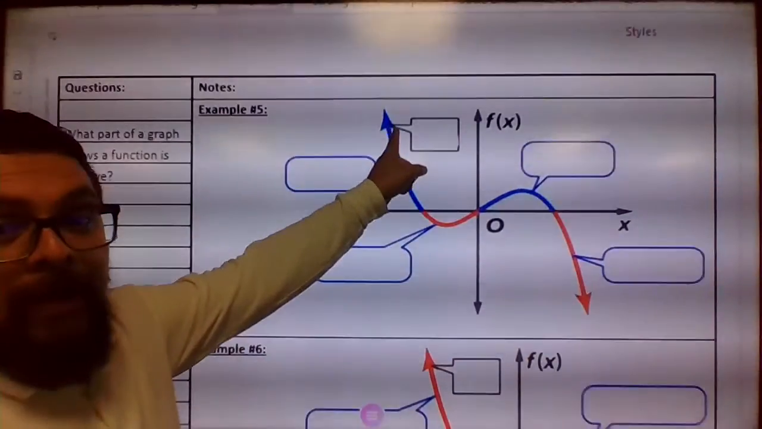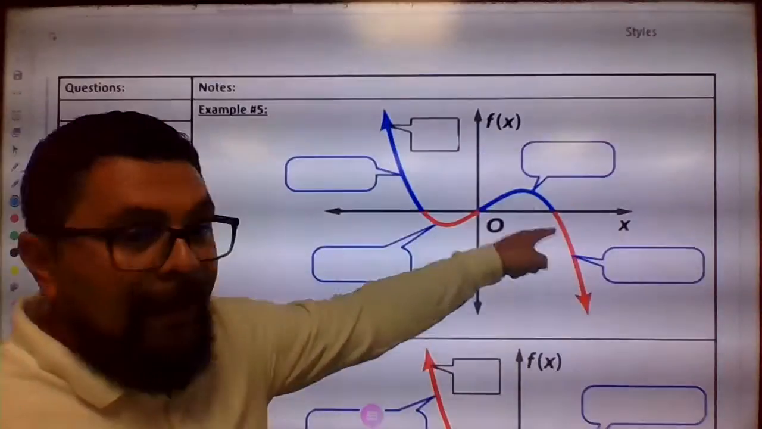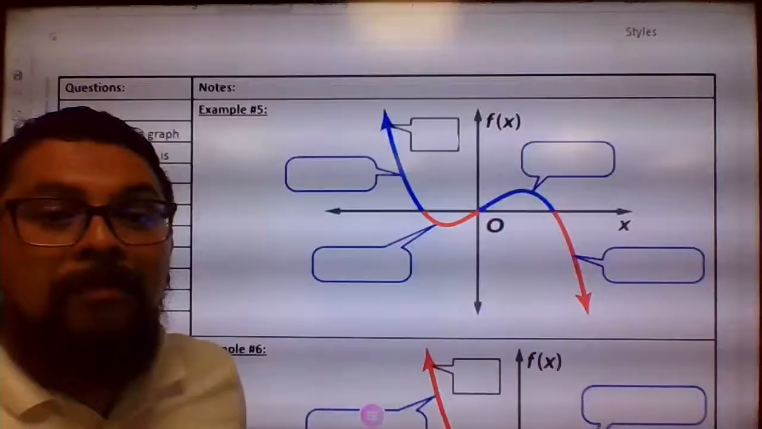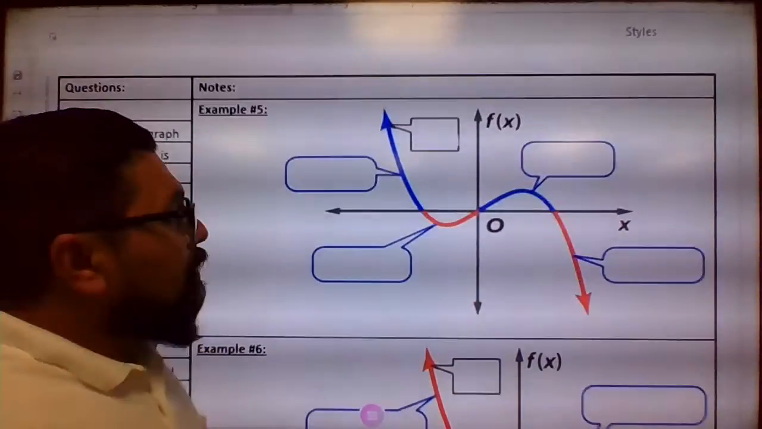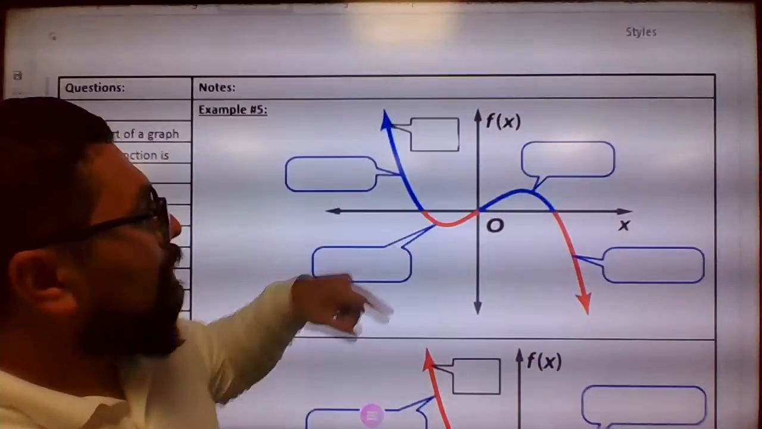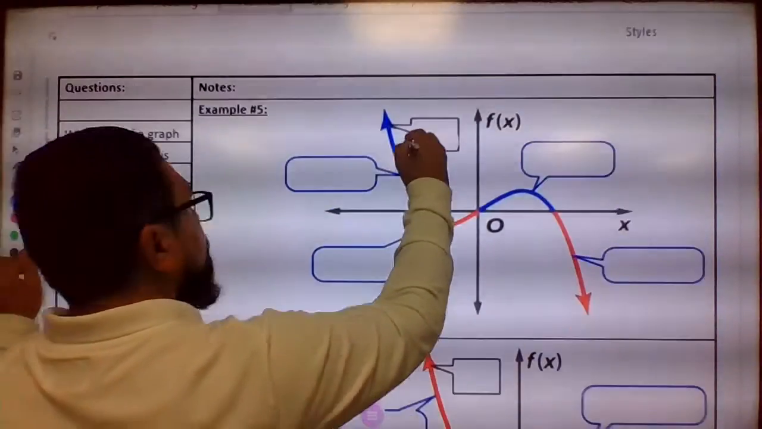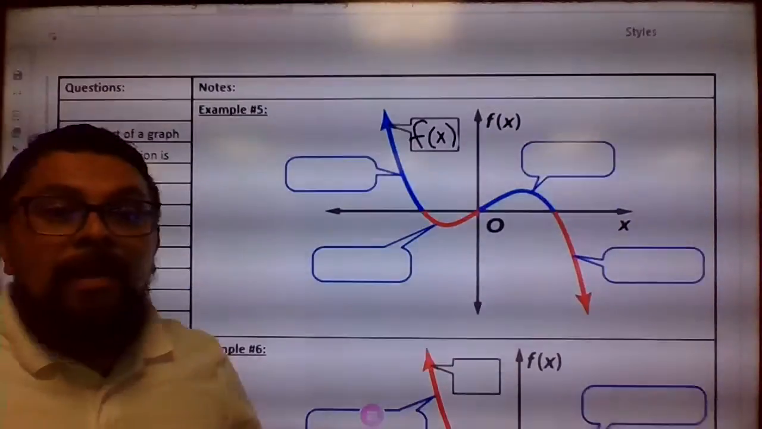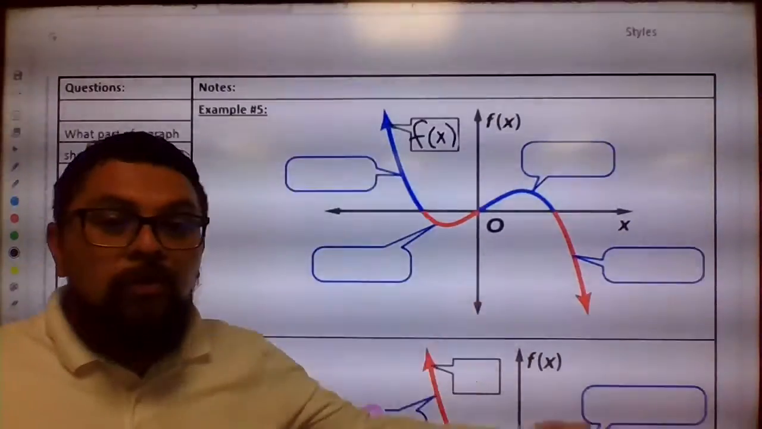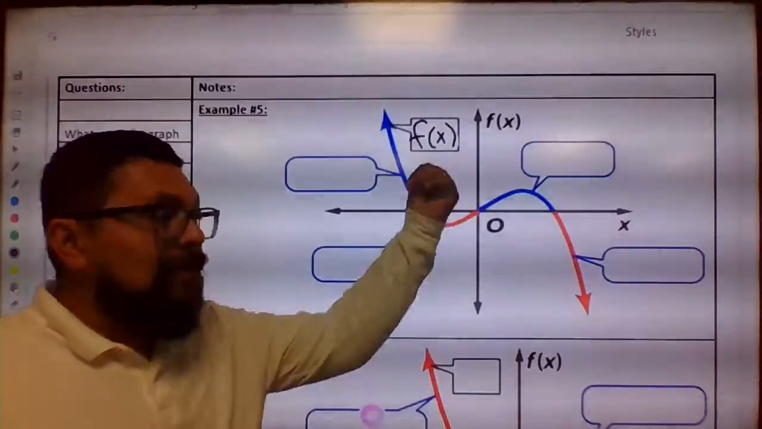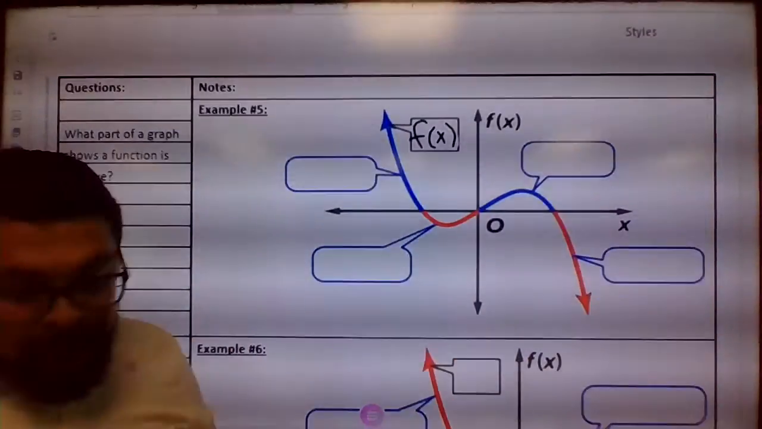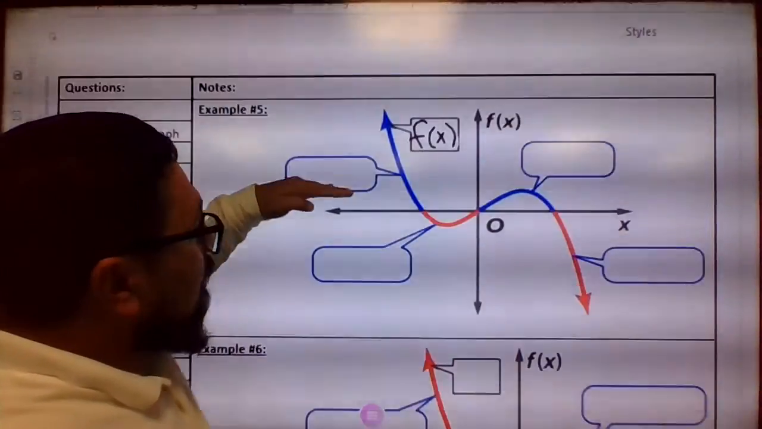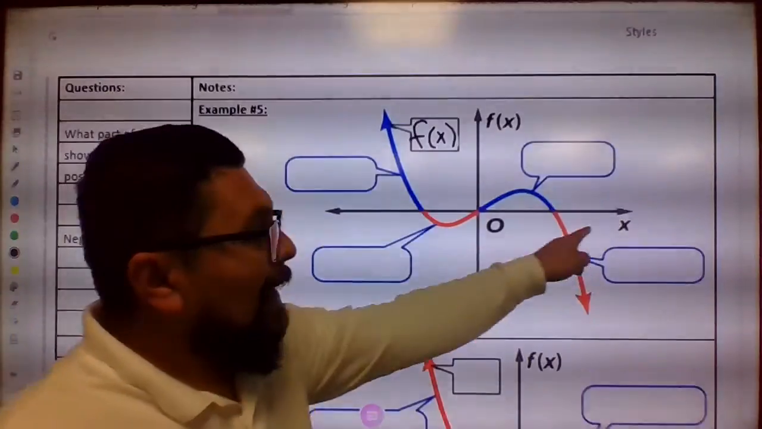You can color these parts with the colors I have here. This is blue, this is red, this is blue, this is red. You can color them in or highlight them, it's up to you. The name of this function is f of x. It could be t of x, h of x, u of x, l of x, but in this case, it's called f of x.